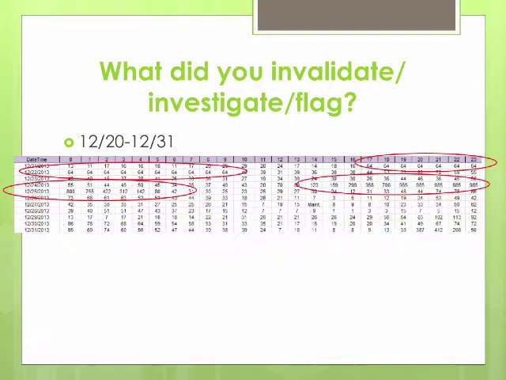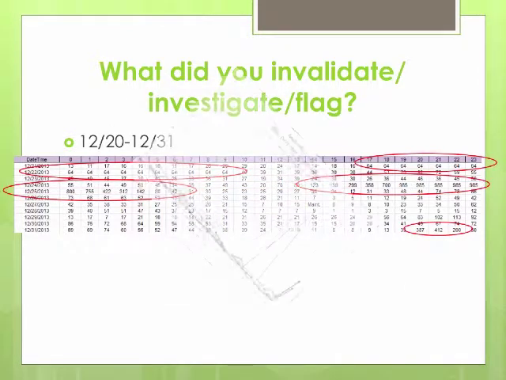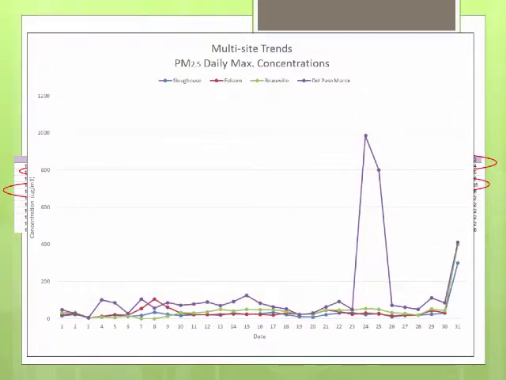Okay. And then what happened on New Year's Eve? Some higher values. Yeah, up to 387 and 412 and 200. So are these valid data, do you think? Valid data. And it helps to show a multi-site comparison showing a similar occurrence at 4 different sites. So yeah, there were parties happening everywhere that night.